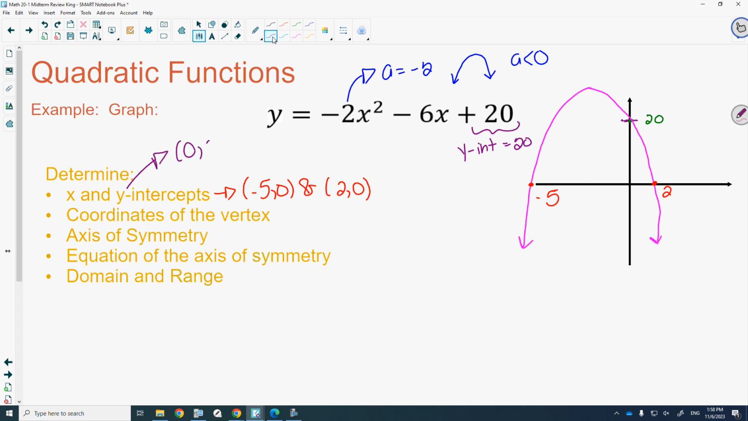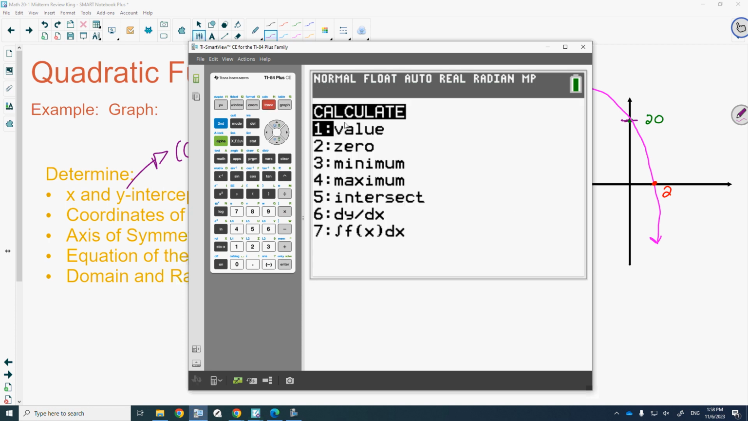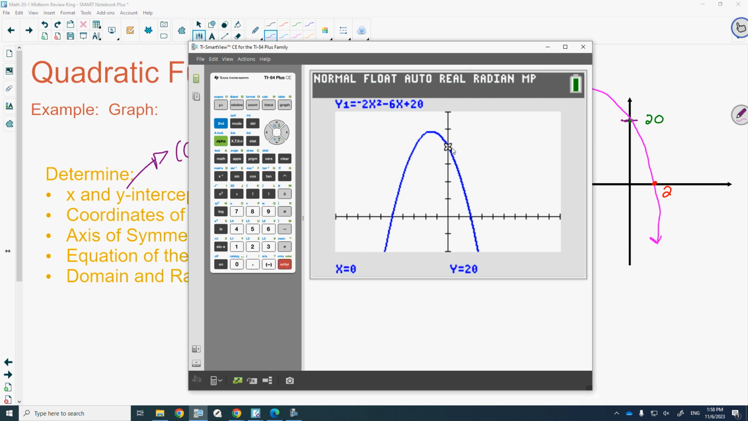My y-intercept: x is 0, y is 20. Remember, on your calculator, in order to get your y-intercept, you're just going to go second trace again, value, when x is 0. And when x is 0, y is 20.